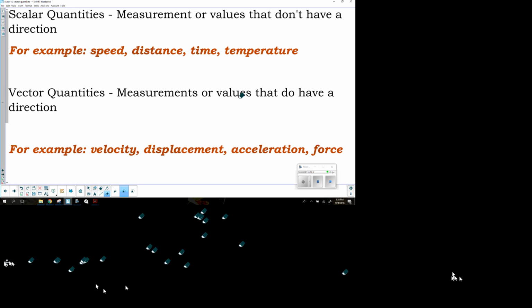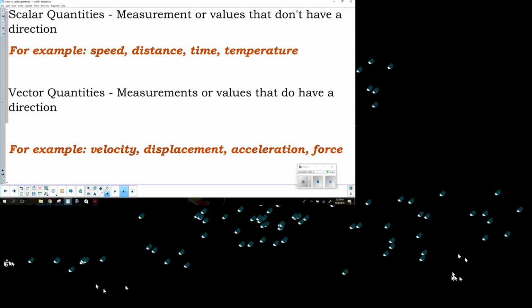Distance has no direction. I can say I'm going 1 mile. But if I say I'm going to go 1 mile south, distance changes into a displacement. Time never has a direction, so it will always be a scalar quantity. And so will temperature. Acceleration and force, we'll talk about a little bit later. They have direction, but we're not going to worry about that today.